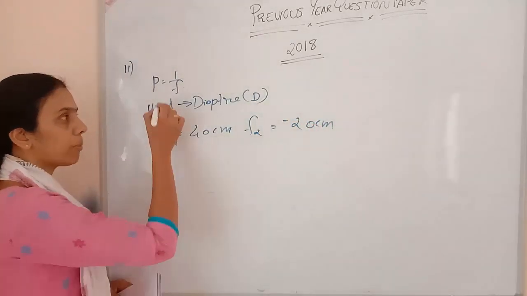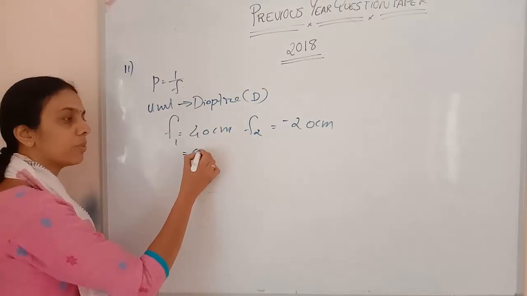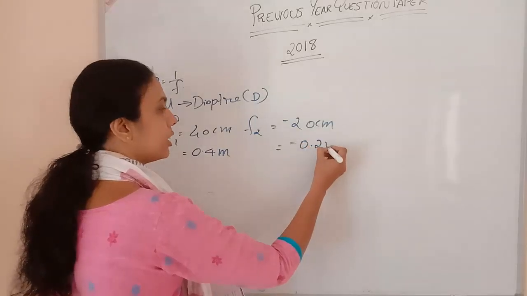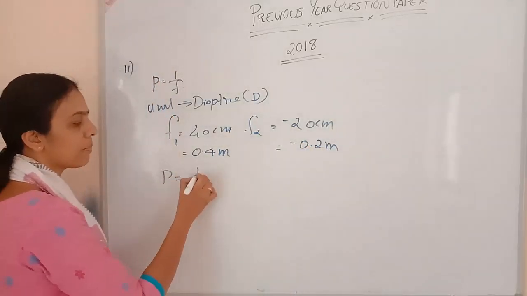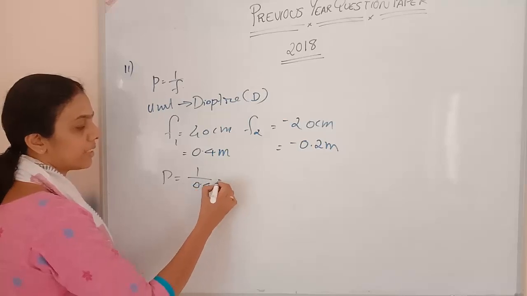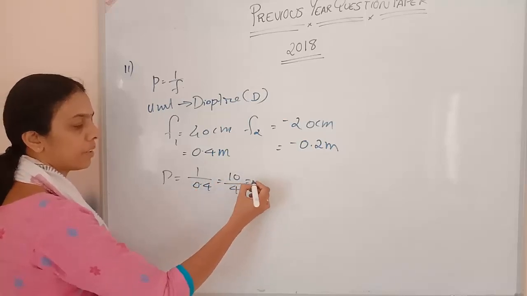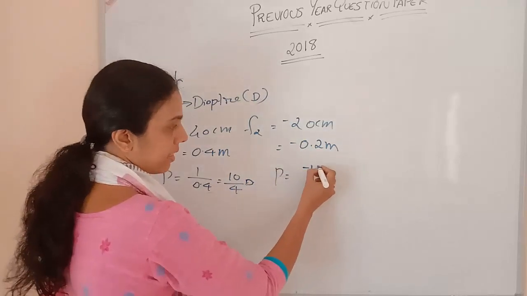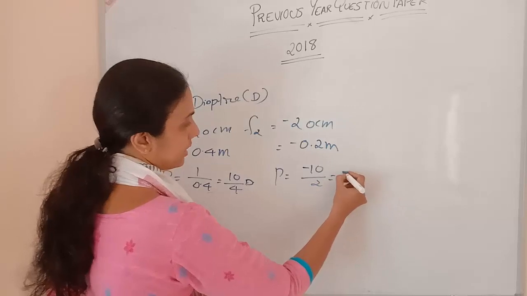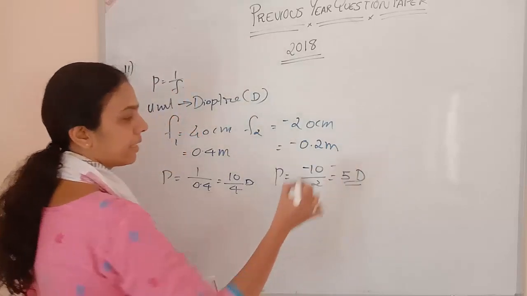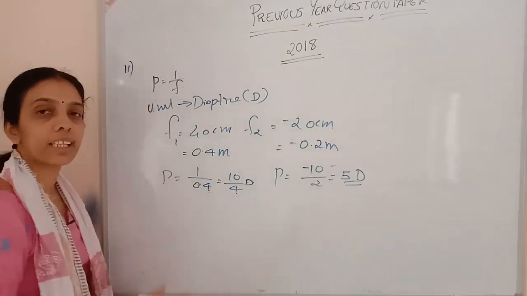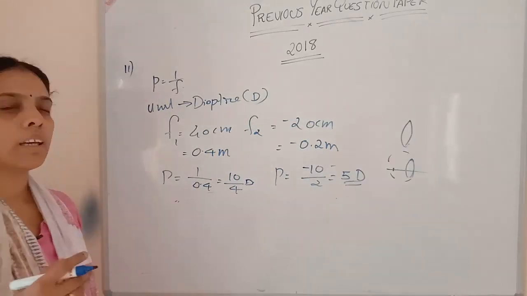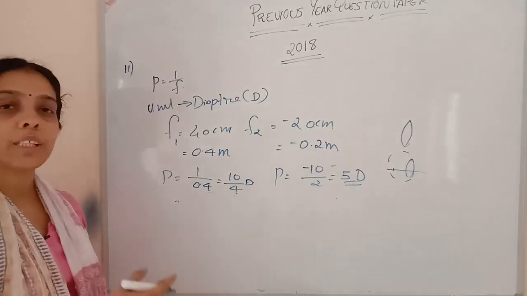So power formula is 1 by f. For that we should convert it into meters. So 0.4 meter, and this is minus 0.2 meter. So P equals 1 by 0.4, that is 10 by 4 diopter. Here P equals minus 10 by 2, that is minus 5 D. So what is this positive and negative? What is the nature? Nature means the positive and negative sign. What does it represent?